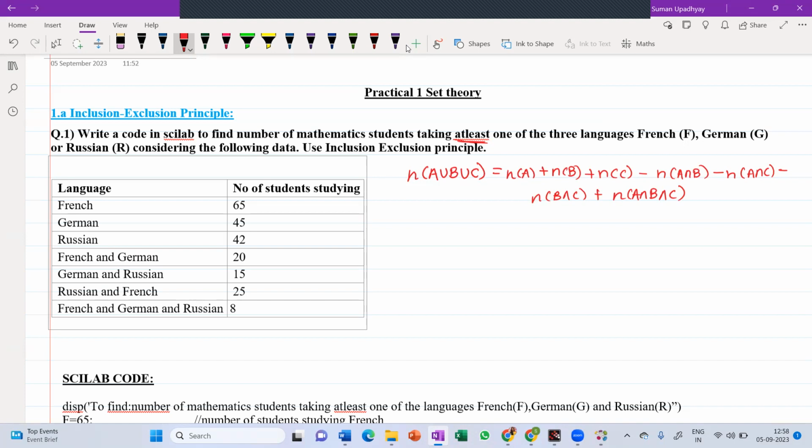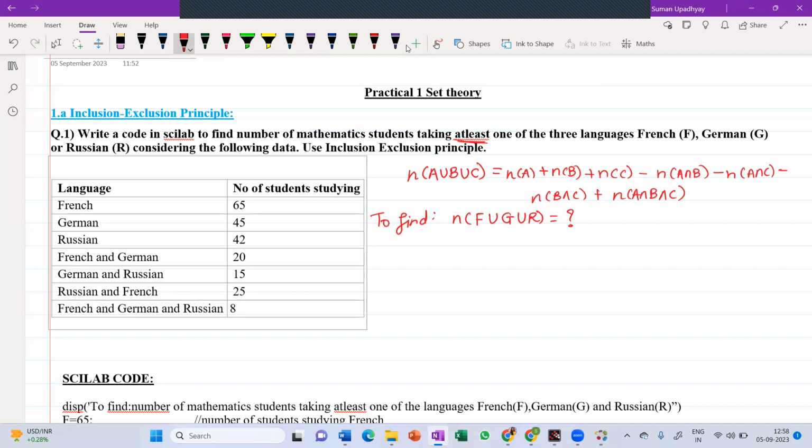Now, why did I take this formula over here? Because we are asked to find the students who are taking at least one of the three languages. So at least means what? The students have taken either French or German or Russian. Okay. So "or" indicates we have to find the union. So we have to find the number of students who have taken either French, meaning union, German or Russian. So this is what we have to find.